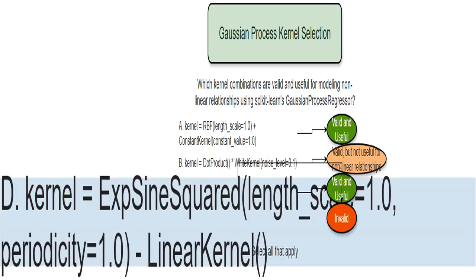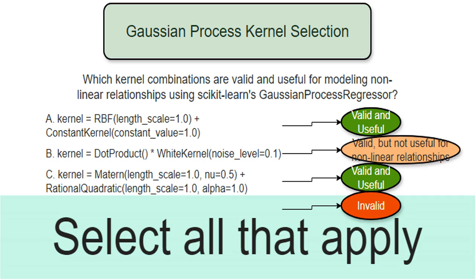Subtracting kernels in this way isn't typically supported in Gaussian processes. It's mathematically problematic, leading to an invalid kernel. It will most likely give you errors and won't work as intended. Avoid this option. This refers to the valid kernel combinations, A and C, that successfully model nonlinear relationships.